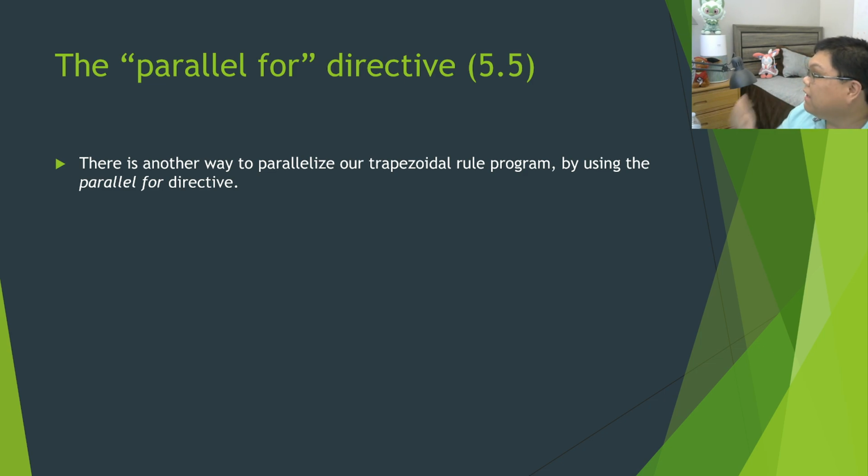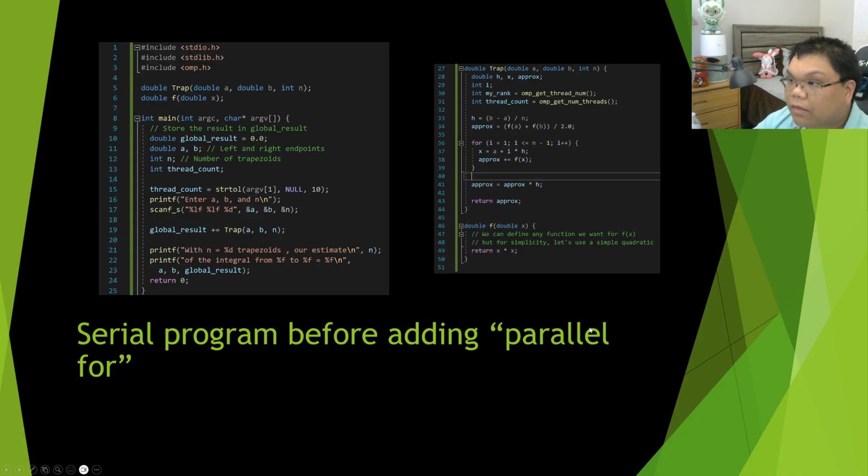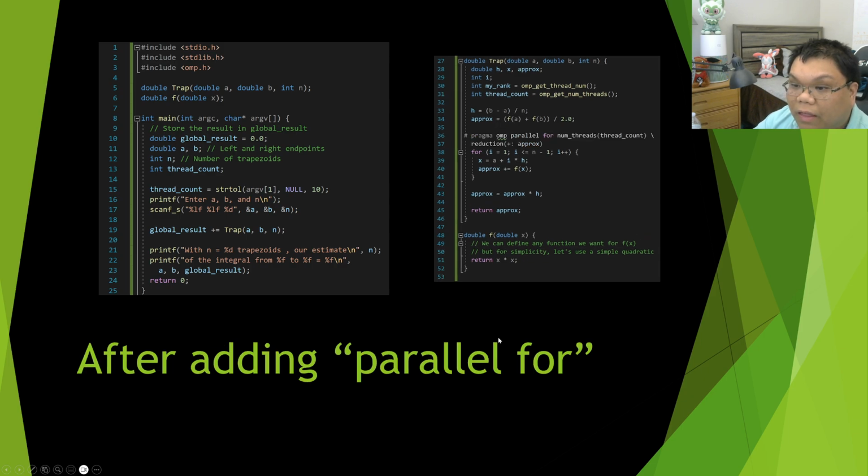There is an even faster way. There's another way to parallelize our trapezoidal rule program using the parallel for directive. So here's the program used before adding parallel for, and there it is now.